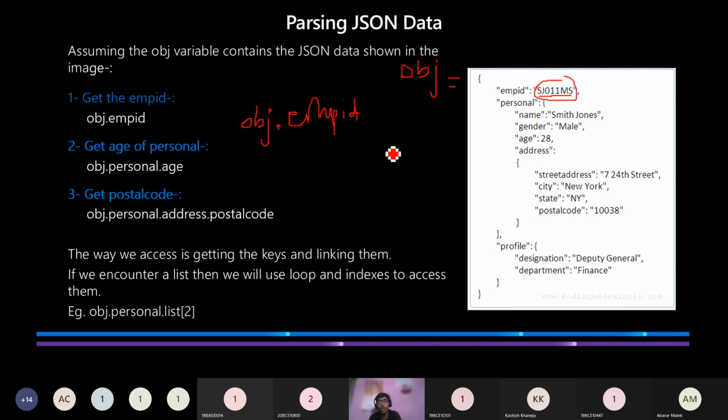Now we can go on to a little more nested value. So we can use age, and similar to that we use object period. Since this is inside this object, we'll use this key personal. Now we are inside this block, and then we access the key age, and we have 28.